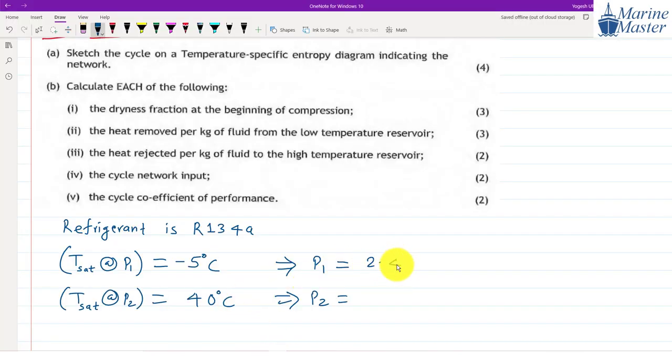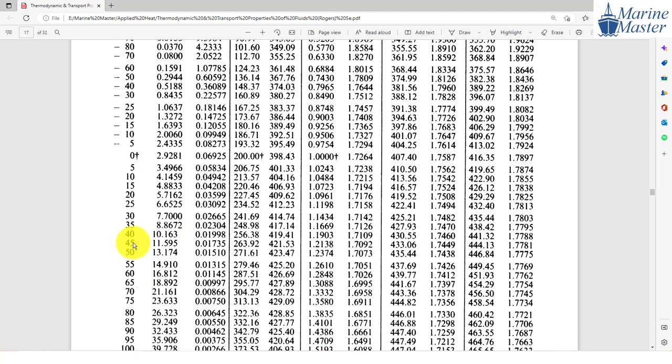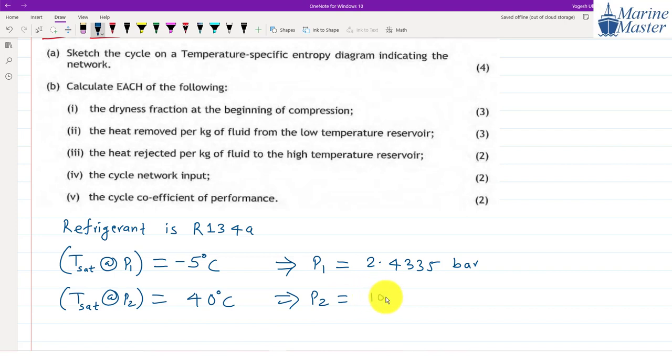So P1 is 2.4335 bar. Then for 40 degrees Celsius, what is the corresponding P2? For 40 degrees Celsius, the corresponding pressure is 10.163. Have a look here. Observe: the corresponding pressure is 10.163 bar. Before going further, please write down this discussion, guys.